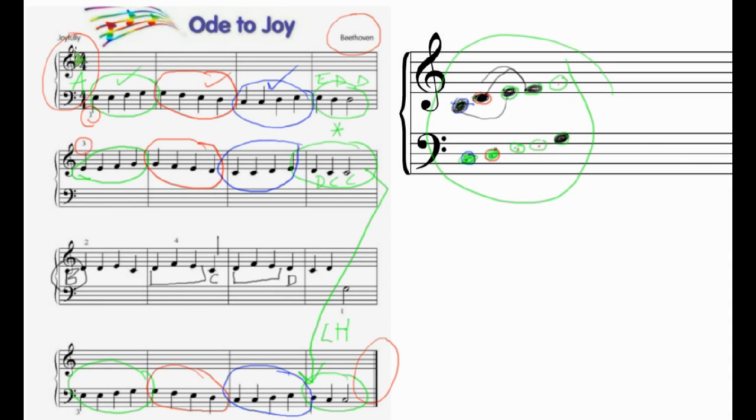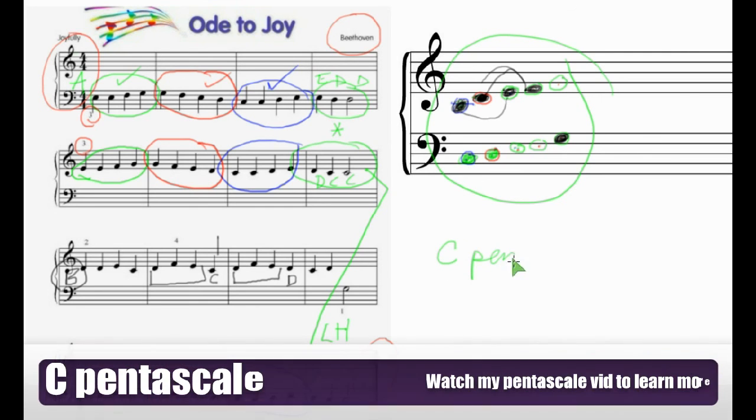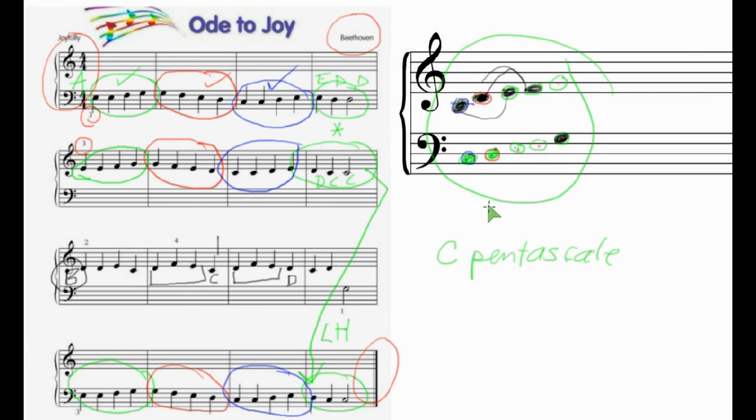So this piece is written in the key of C, and it would be a good idea to practice your C pentascale to get your fingers using those notes and to help keep your hand coordinated. So that's it for the notes. We've gone through all the notes in the piece, and we've found some patterns that will help us to play the piece through.